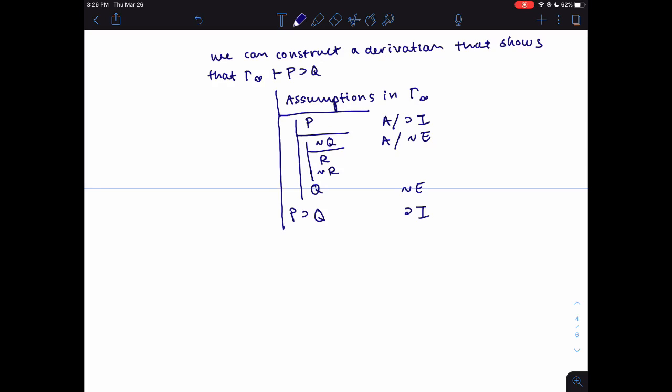So by JOVE, I'm actually going to write, so by JOVE, if P then Q is a member of gamma infinity. And we can conclude that because we showed here that gamma infinity allows us to derive if P then Q.